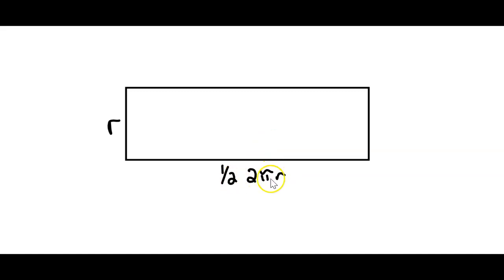So 1/2 times 2 pi r just gives you pi r. And so the area of this rectangle is pi r times r, which equals pi r squared, which is the area of the circle there. Usually when we write out circle, we just draw a circle with a little dot in the center. So the area of the circle is pi r squared.